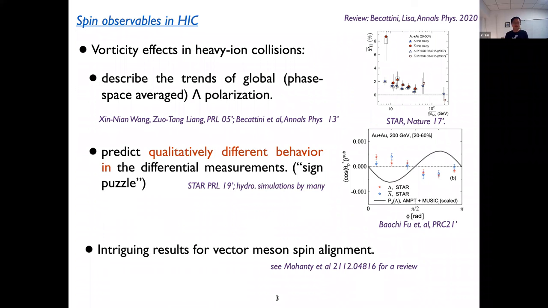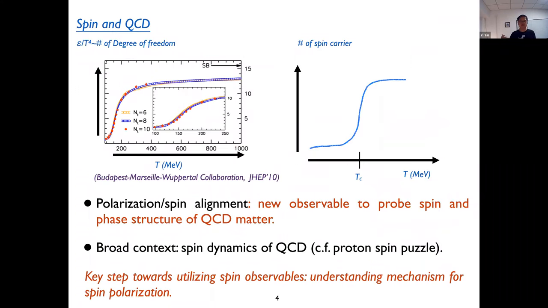Let me say a few more words about the significance of the spin observables. If you ask a friend in the condensed matter community, they will tell you that spin transport phenomena are important for exploring the properties of quantum materials. In the context of the QCD phase diagram, you can ask yourself: how does the number of spin carriers change as the temperature changes? Since pions do not carry spin, but quarks and gluons carry spin, you would expect the number of spin carriers to change dramatically when the confinement phase transition happens.